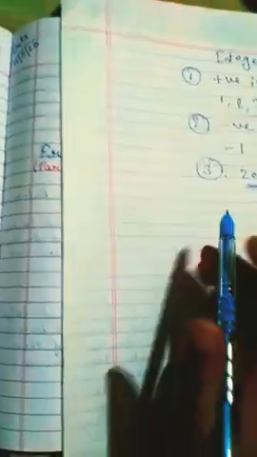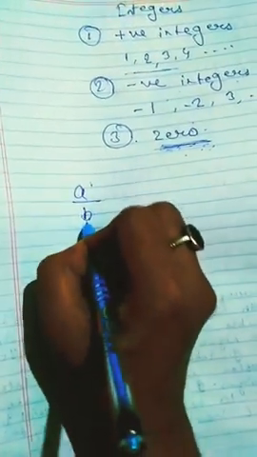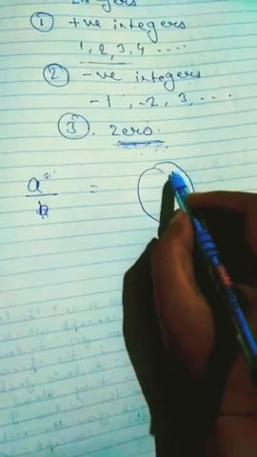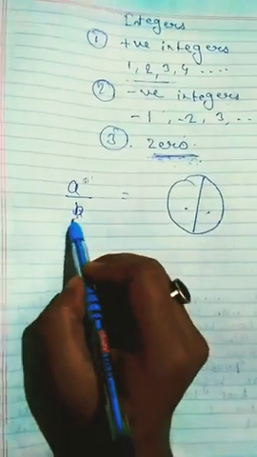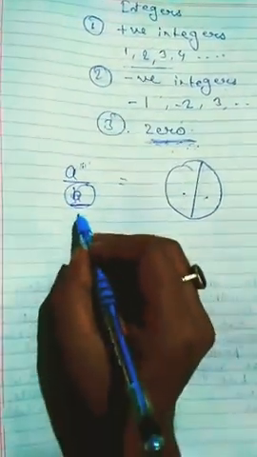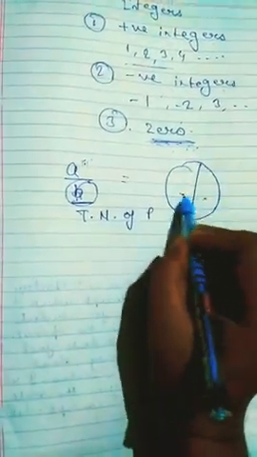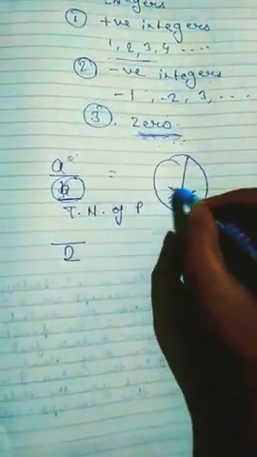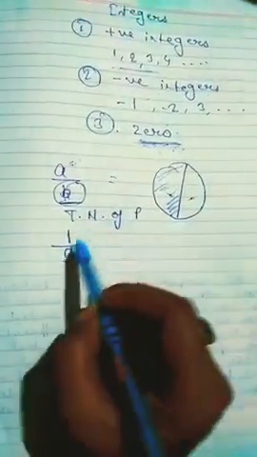What are fractions? A by b, this is the fraction. But what are a and b? Suppose you have a big cake and you make it two parts. Here b is the total number of parts. So how many parts? 2. And suppose you want to eat one part, so that means 1, then 1 by 2.